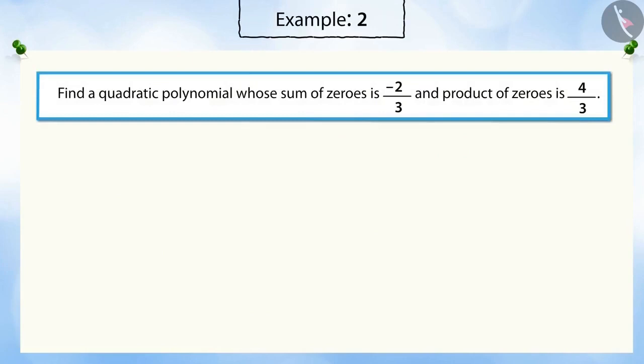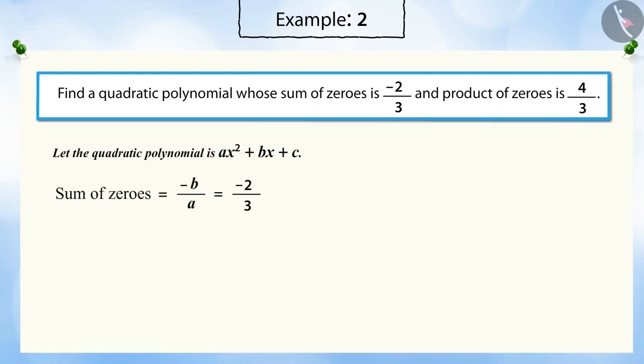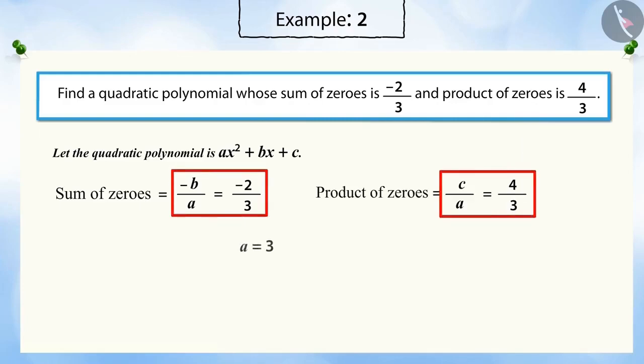Find a quadratic polynomial whose sum of zeros is minus 2 by 3 and product of zeros is 4 by 3. Here, the quadratic polynomial is ax square plus bx plus c. We know that the sum of zeros is minus b by a and the product of the zeros is c by a. When compared, a is equal to 3, b is equal to 2 and c is equal to 4.